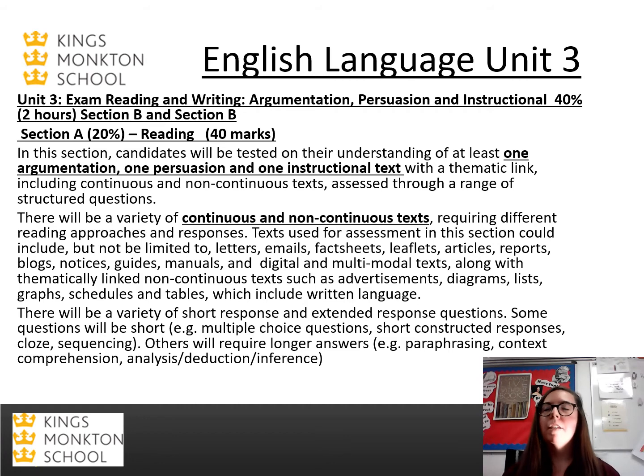Now, this exam is very, very similar to the Unit 2 exam. So, very similar to Unit 2, Section A is 20%, it is the reading, and it is worth 40 marks. Within this part of the exam, pupils will be tested on their understanding of at least one argumentation, one persuasion, one instructional text, again linked to a thematic topic, including continuous and non-continuous text, assessed through a range of structured questions.